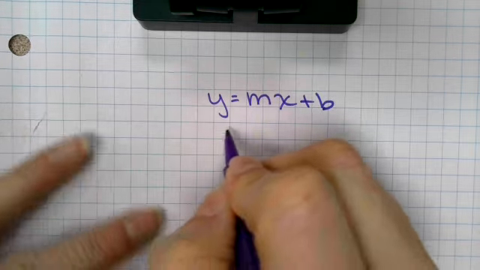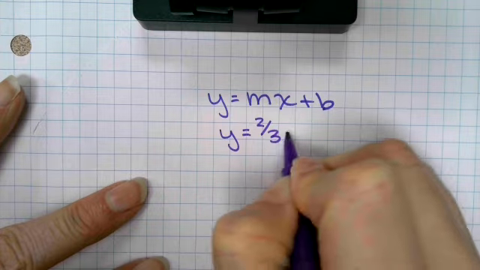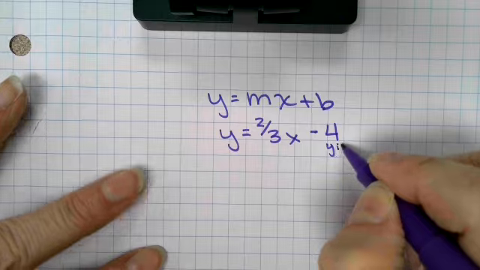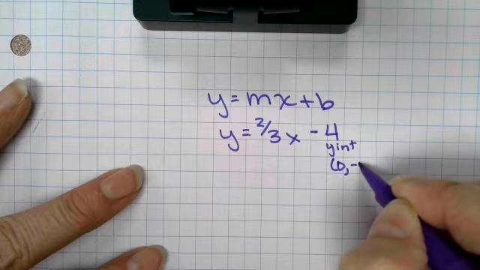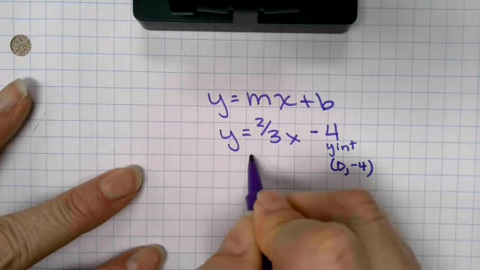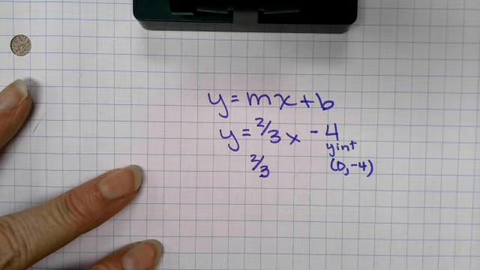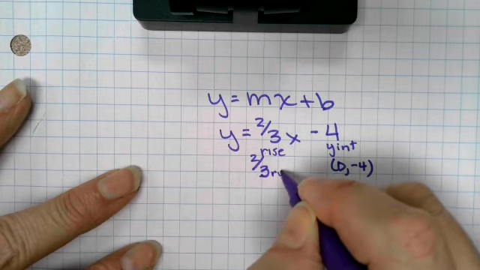So if I had the equation y equals 2/3 x minus 4, that is called my y-intercept. It's where it touches the y-axis. It would be the point 0, -4. This is called my slope. It's just the number 2/3. If you're asked to name the slope, just a number, don't include x. This is telling me to rise 2 and run 3.